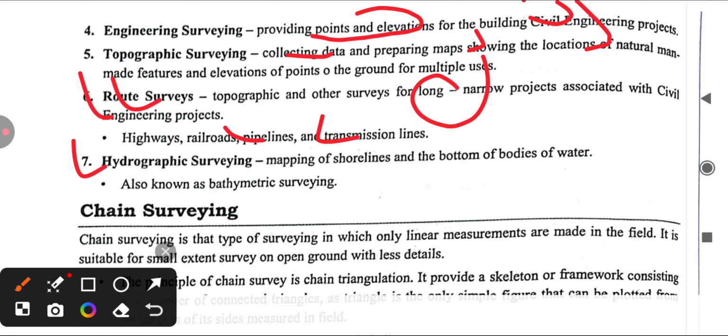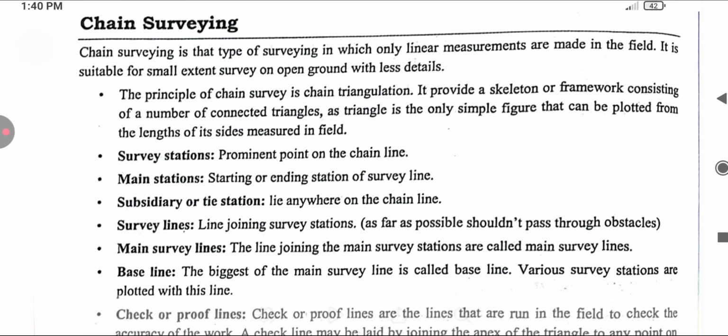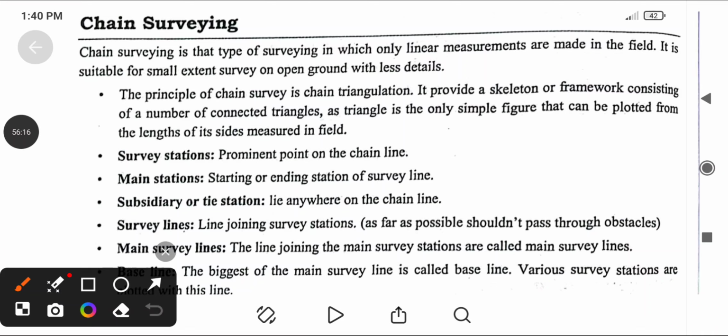Hydrographic survey, mapping of the shoreline and the bottom of a body of water, also known as bathymetric survey. Okay. Chain survey is that type of surveying in which only linear measurements are made in the field. It is suitable for small extent survey on open ground with less detail.